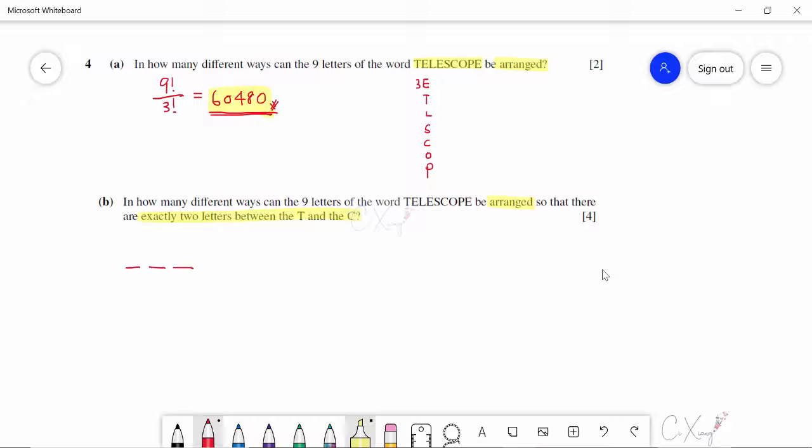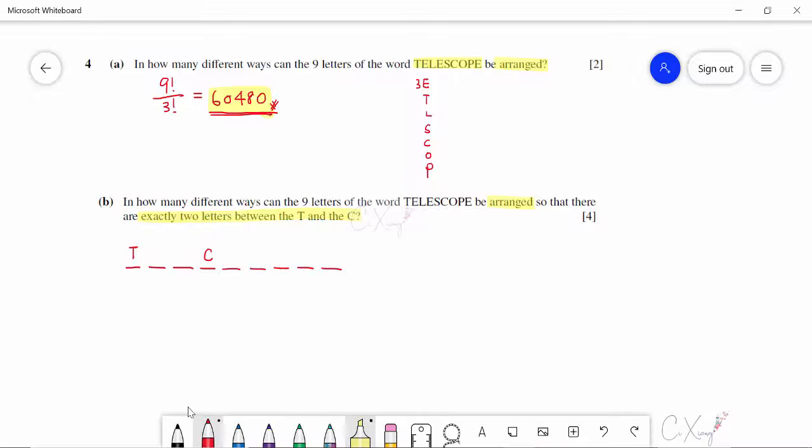Maybe if I draw the spaces out: 1, 2, 3, 4, 5, 6, 7, 8, 9. If let's say your T is here, then the C must be exactly 2 letters away. Or sorry, should I say 3 letters away? So there must be 2 letters between the T and C. Okay, and you want to arrange the rest of the letters as well. So let us try to consider the possible positions for the T and the C first.